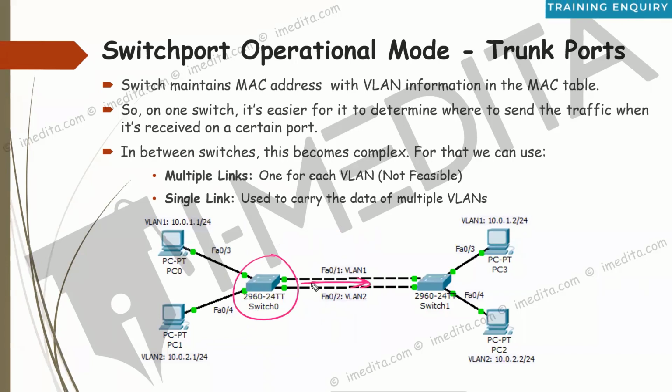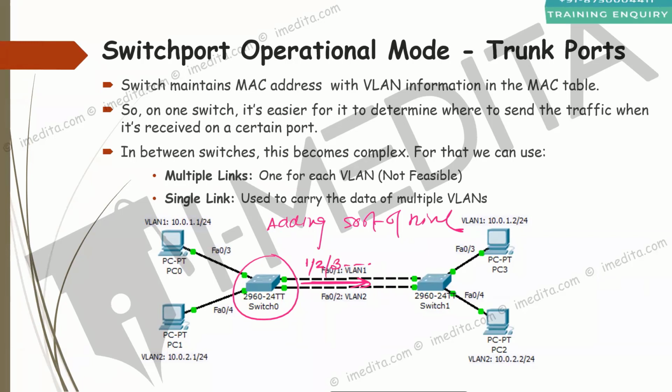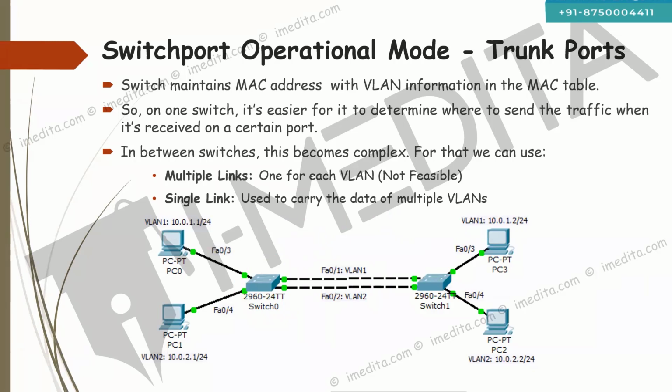So before sending the data out of the trunk link, this switch is adding some sort of hint that the data I'm sending belongs to VLAN 1, or VLAN 2, 3, or whatever. That indication, that hint about which particular VLAN the data belongs to, is added in the data itself. And that addition is what we refer to as the VLAN tag. VLAN tagging is done so that the switches know which particular VLAN the data belongs to.